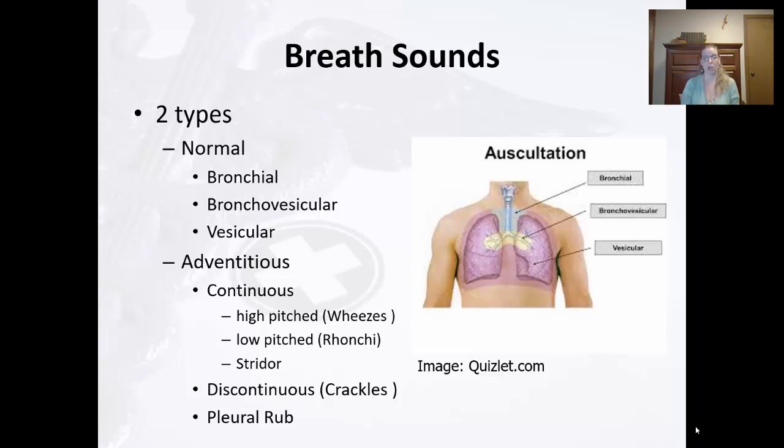Now, vesicular sounds is air in the periphery of the lungs or air in the alveoli. So that's going to be heard laterally in the front and throughout the posterior auscultation of the patient's back. Now, in some patients who are very skinny, you could potentially still hear bronchial breath sounds in between the scapula, but when patients have larger trunks or more adipose tissue, you should be hearing vesicular breath sounds.